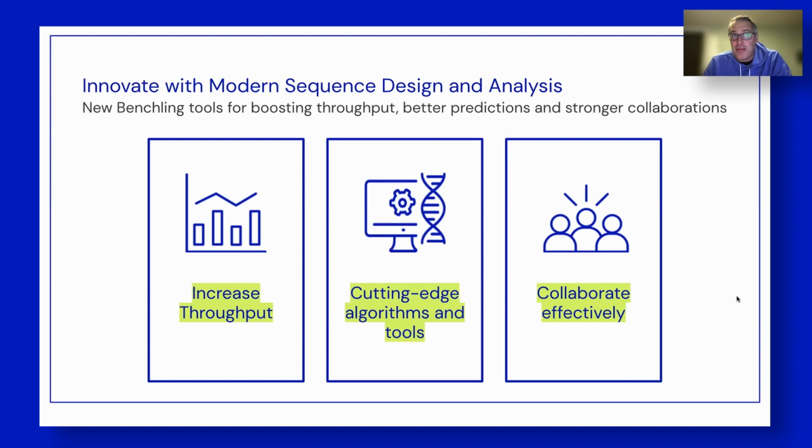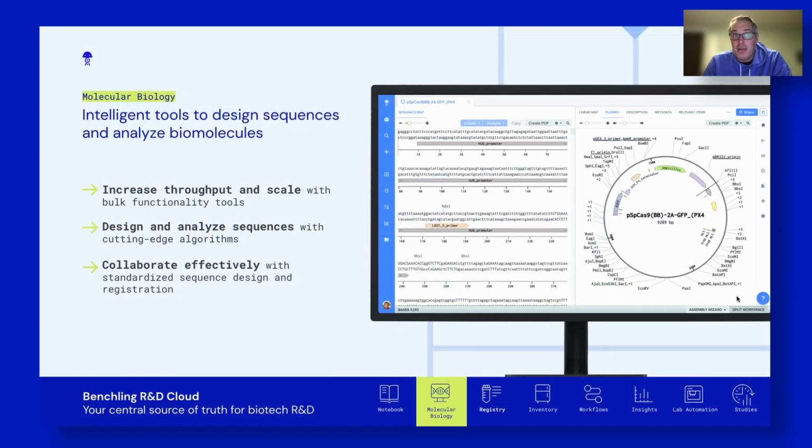Starting your research off with intelligent sequence design will lead to better predictions of results and more efficient use of time. Let's discuss how these new sequence design capabilities ensure high-quality scientific output and increase throughput for modern collaborative R&D teams. Molecular biology is Benchling's application for designing and analyzing DNA, RNA, and amino acid sequences. As part of the Benchling R&D Cloud, it is the intelligent design and analysis software for scientists working with complex biomolecules and assists you in delivering higher quality results.